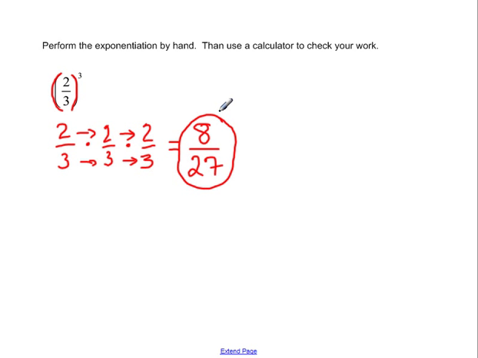Now, some of you might notice that when I have this, notice what happened. That third power raised the 2 to the third power, right? 2 times 2 times 2 is 2 to the third. And it also raised the 3 to the third power as well, 3 times 3 times 3. So we can go ahead and think about it this way, or we could think about just each, the numerator and the denominator, will be raised to the power outside, and that's going to help us come up with our final answer.